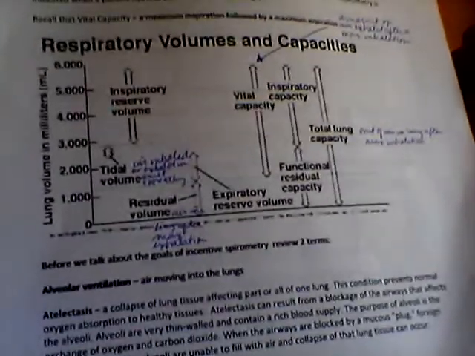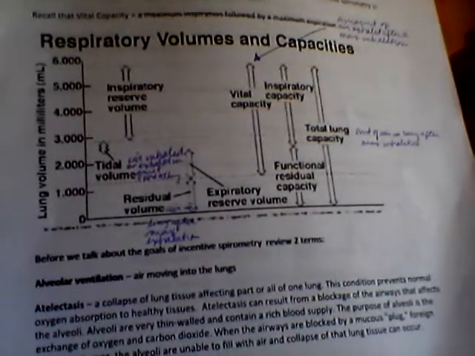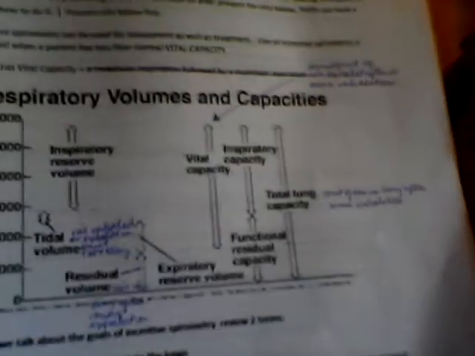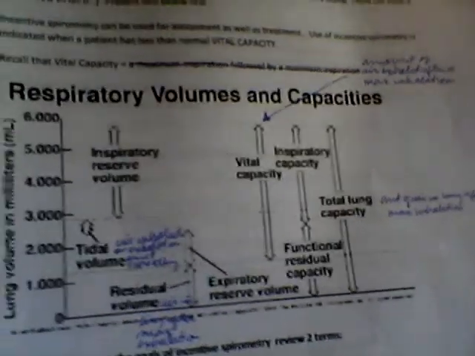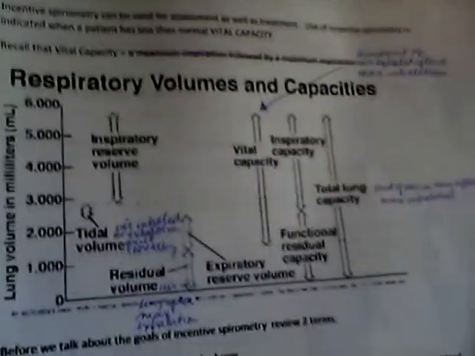Total lung capacity is the amount of air in the lung after a maximum inhalation. That's the total lung capacity. So those are just the four volumes that the respiratory therapist I went and talked to before this presentation thought were the four main volumes.